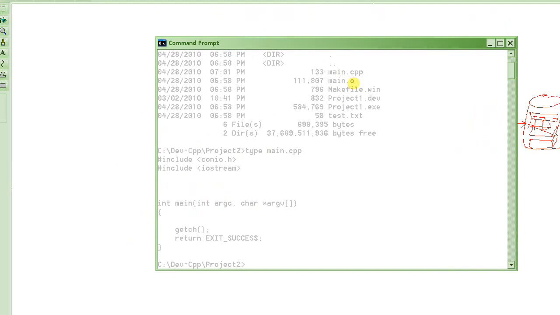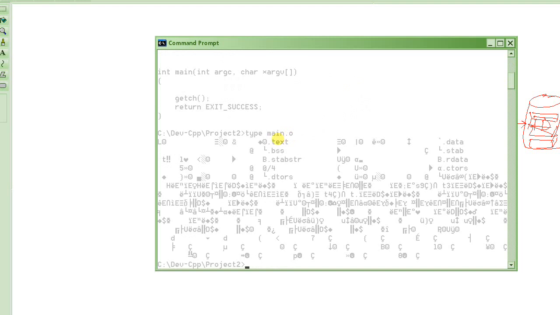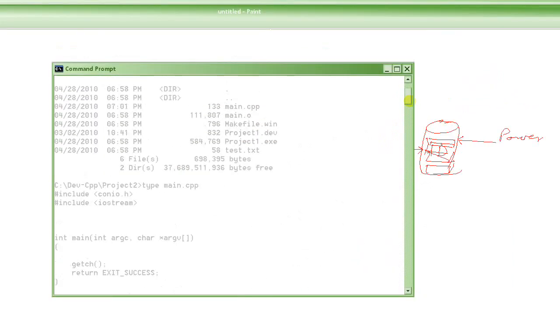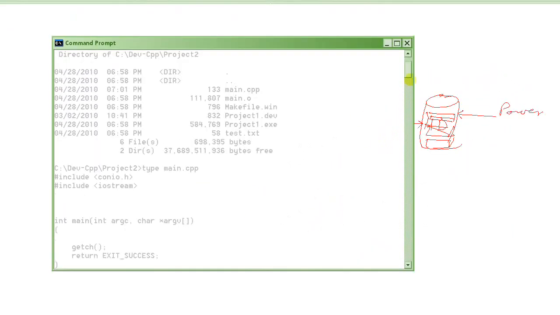Main.o is not a text file. Why is it not a text file? Because look at the characters that it's printing. It's not printing the characters that are stored in it. It has binary data. These are called binary files. So this is all binary data.